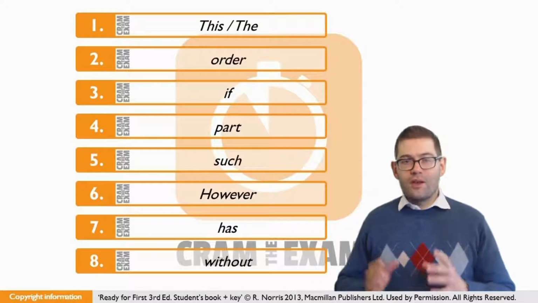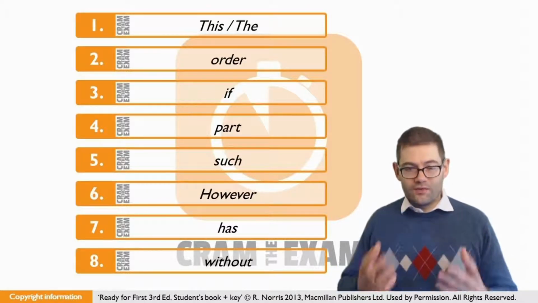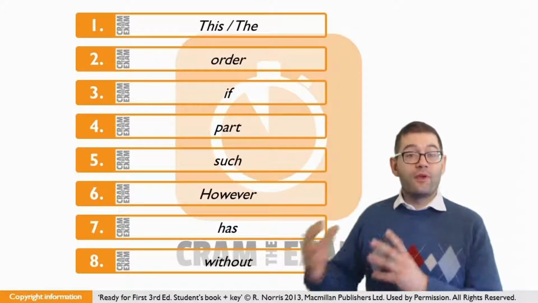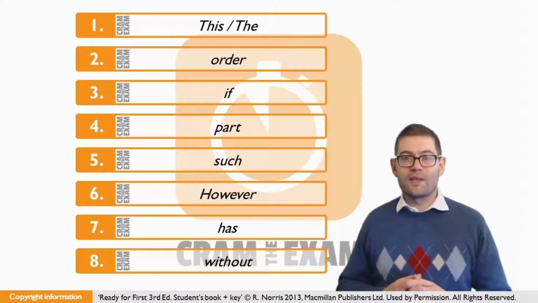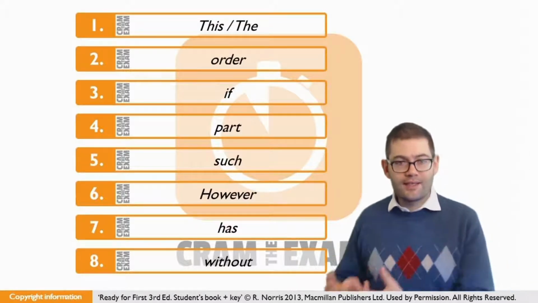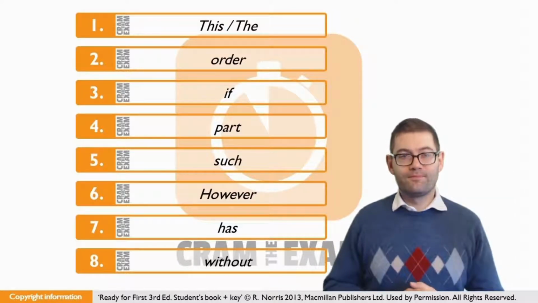For question number 5, just before the gap, we're talking about more environmentally friendly ways of doing something. And after the gap, we've got examples of those environmentally friendly ways of doing something. So what we need here is the word to complete the expression which gives us examples. Well, the expression that we need is such as.